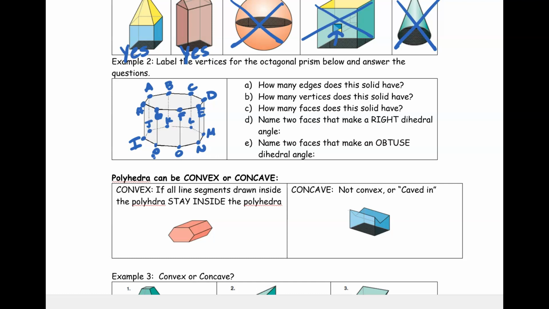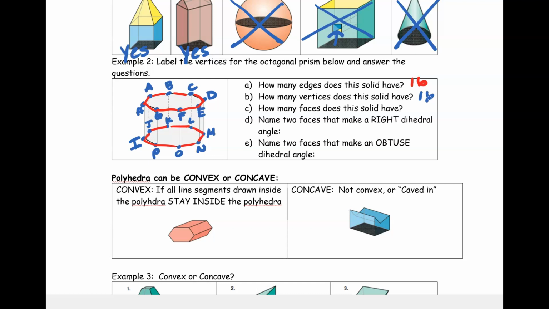So how many edges does this solid have? If we go ahead and label them, we can count 1, 2, 3, 4, 5, 6, 7, 8, and it should be the same on the bottom. 9, 10, 11, 12, 13, 14, 15, 16. So it looks like 16. And then how many vertices does it have? It looks like I already identified those. So we've got 1 through 16. So there's 16 vertices. How many faces does this solid have?